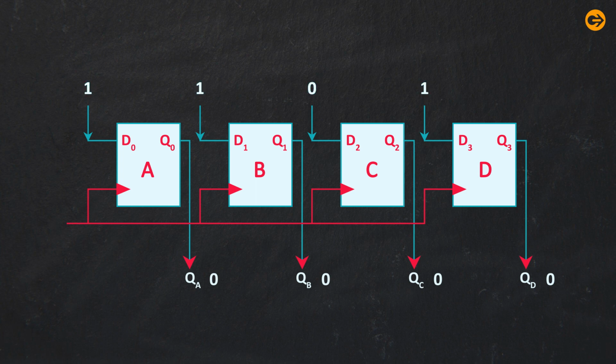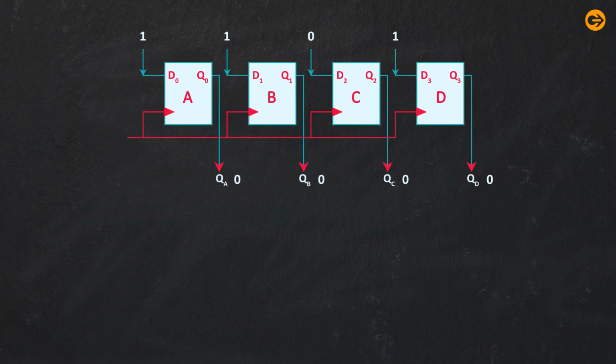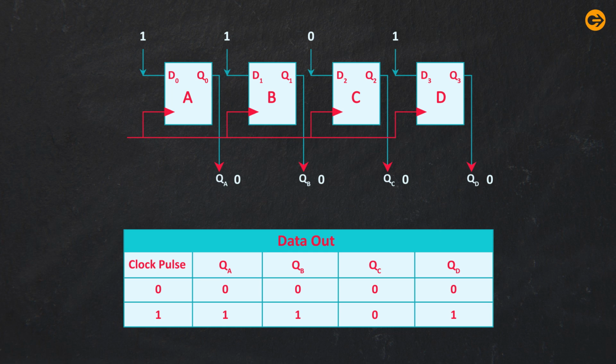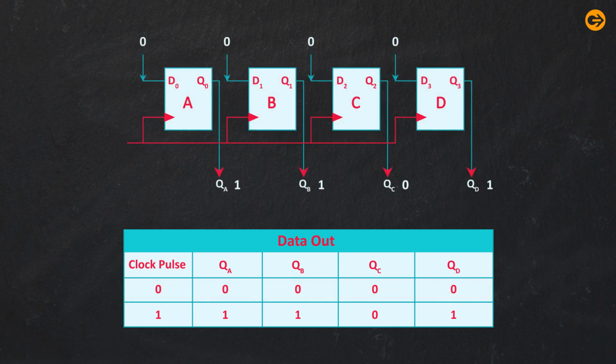In the case of this 1101 string of data, the procedure will be: at first, the 4-bit data is loaded to the input of each flip-flop. Initially, the output becomes 0000. When we apply the first clock pulse, the data is shifted from input to output in this way. So, the output becomes 1101.